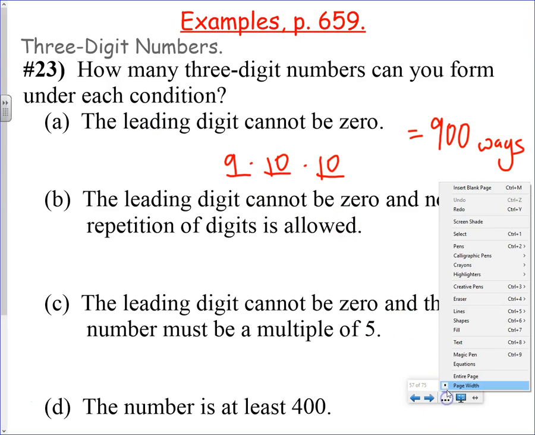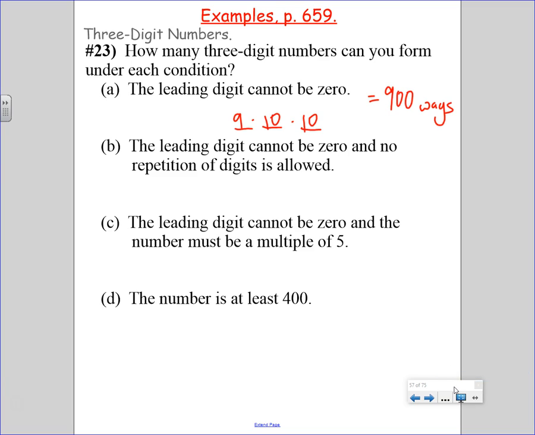What would change on letter B? I heard 10, 9, 10, I think. I heard 999, 998. Why is the first blank still going to be 9? Okay, so that condition is still the same, right? But I still have 3 digits, so I have 2 more blanks. Why would the next one also be 9?